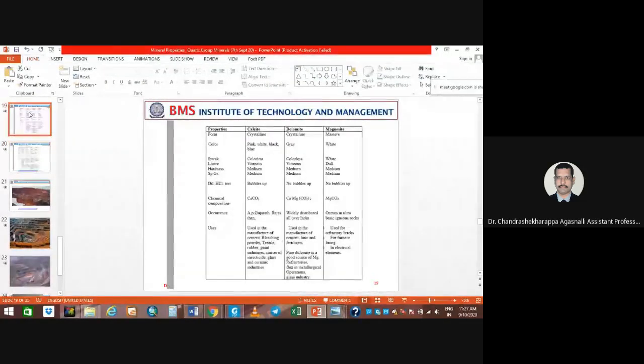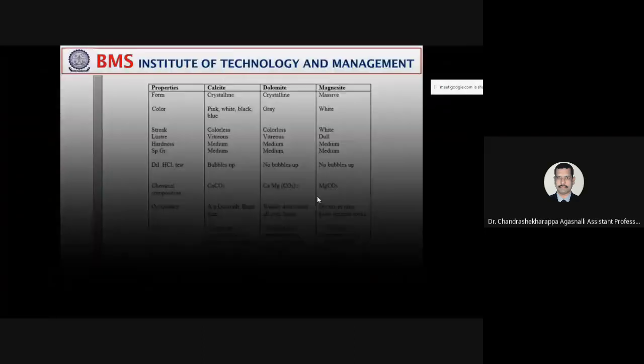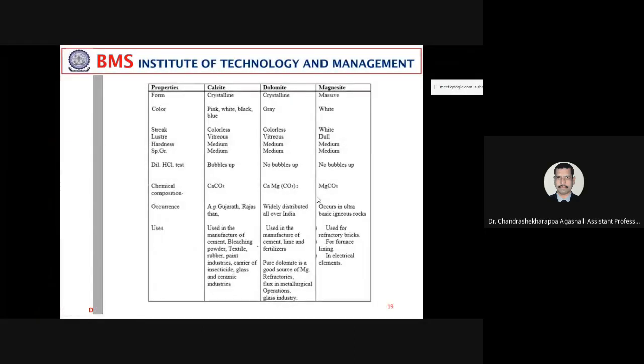That's called the carbonate group of minerals. It's a carbonate group in the sense that it's rich in calcite. What do you mean by calcite-rich minerals? For example, calcite, dolomite, and magnesite. These are the carbonate group of minerals, and generally we use them for the manufacturing of cement. Here are the properties we need to study for identification of a particular mineral: form, color, streak, luster, hardness, specific gravity.